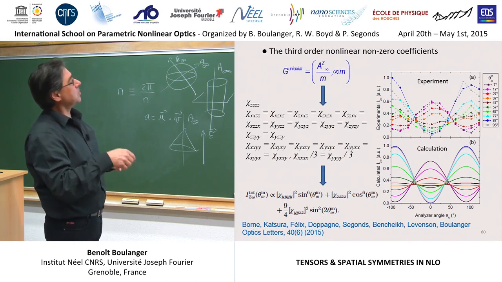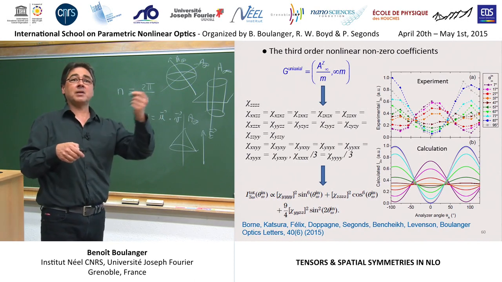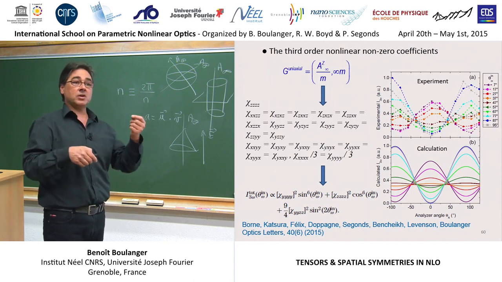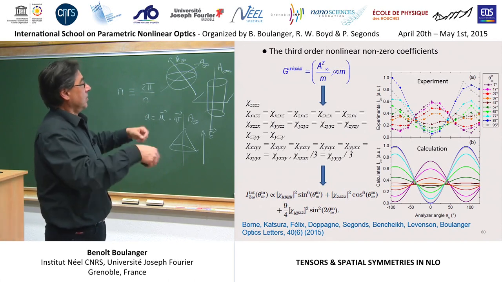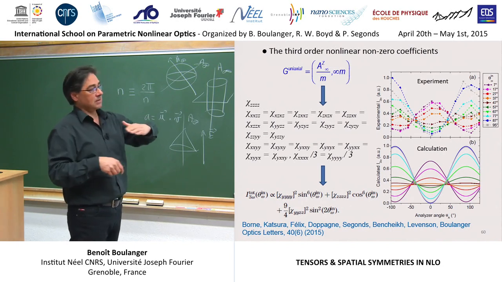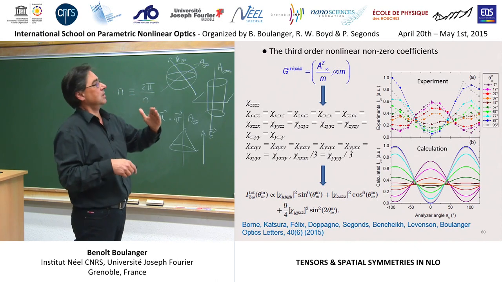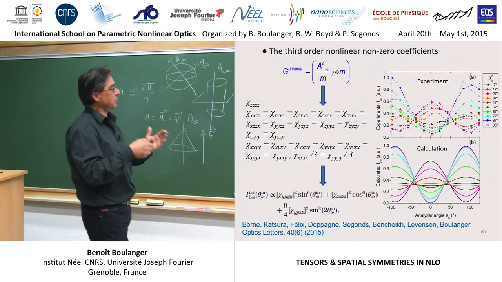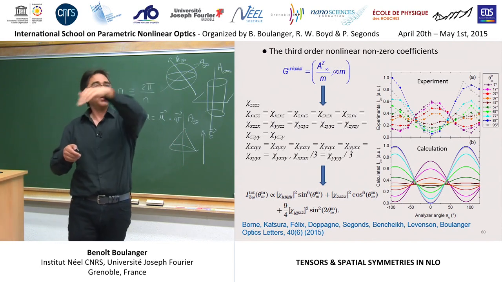Now, so okay, we know the group, and so we have to apply the Neumann principle in order to find the non-zero coefficients of the chi3 tensor. So we do the job, and when you have this, you see that there are a lot of possible configurations of polarizations for third harmonic generation. And if you consider all the possible configurations of polarizations of third harmonic generation, O, O, O, E, O, E, O, E, and so on.